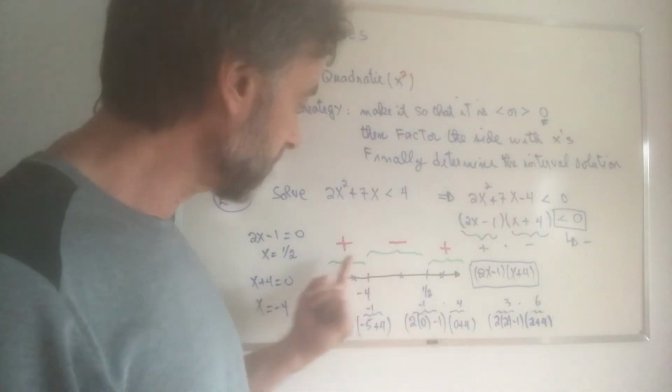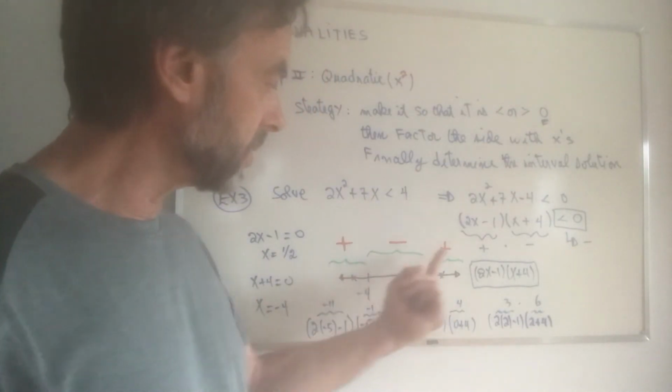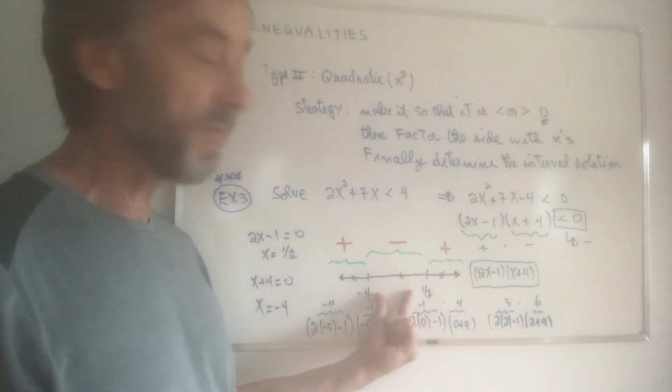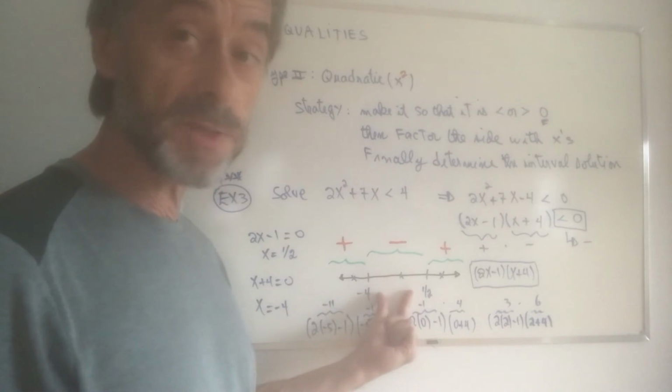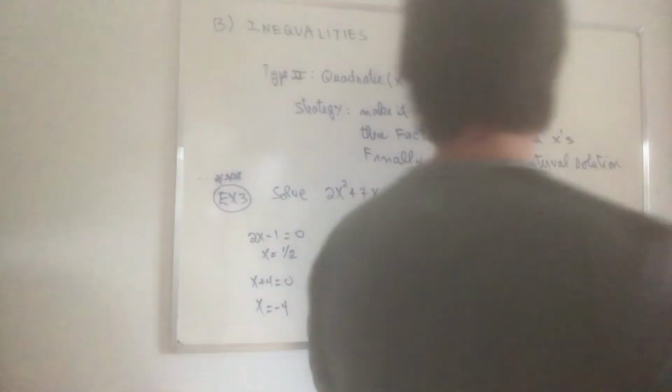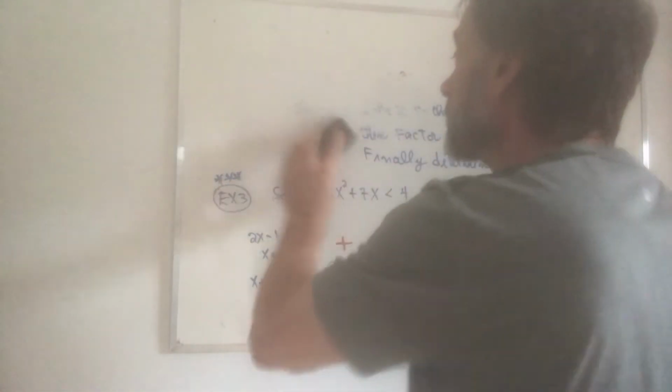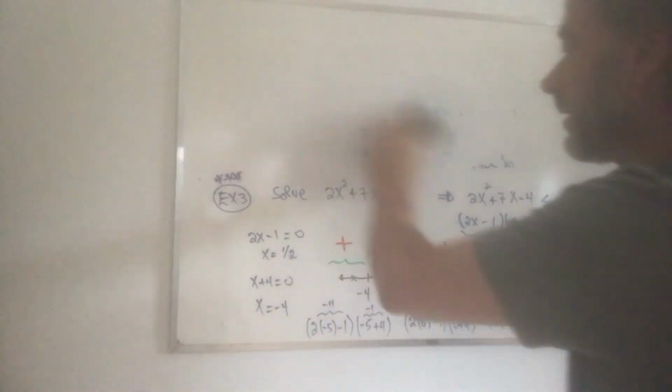I look at my intervals. Which of these correspond to a negative answer? Between minus 4 and 1/2. And that's that. That's the answer to the problem. So the answer comes as an interval. So final answer.